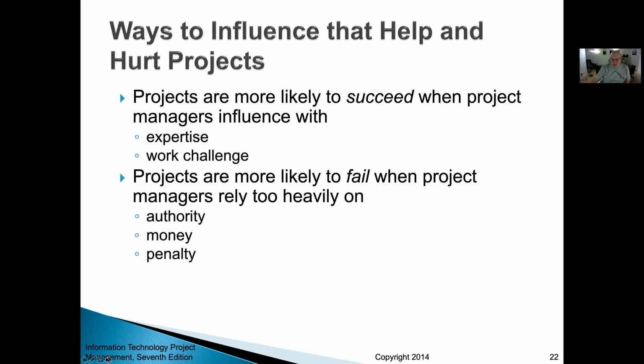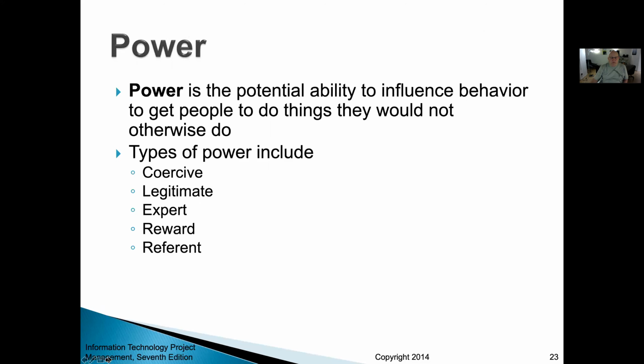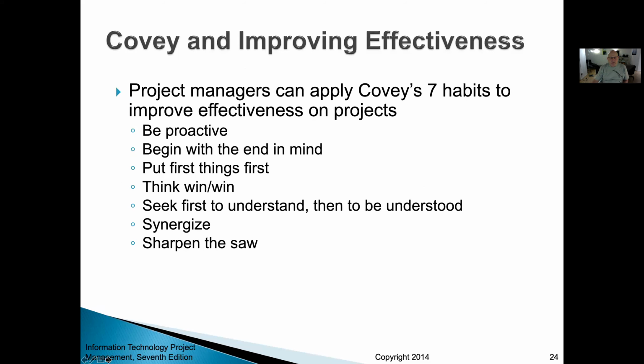Projects are more likely to succeed when project managers influence with expertise and work challenge. Projects are more likely to fail when project managers rely too heavily on authority, money, and penalty. Power is the potential ability to influence behavior to get people to do things they would not otherwise do. Types of power include coercive, legitimate, expert, reward, and referent. Let's skip over that one.